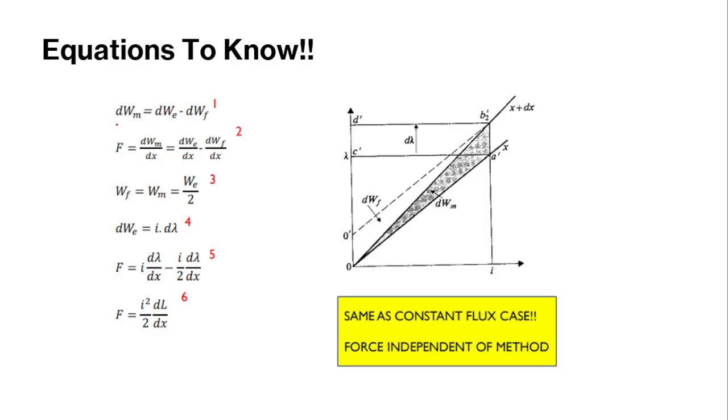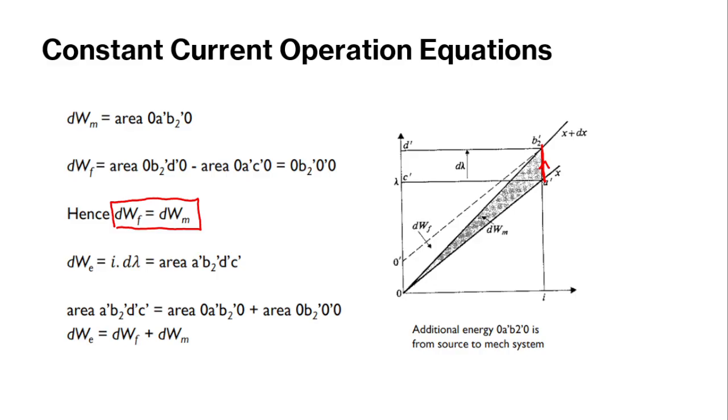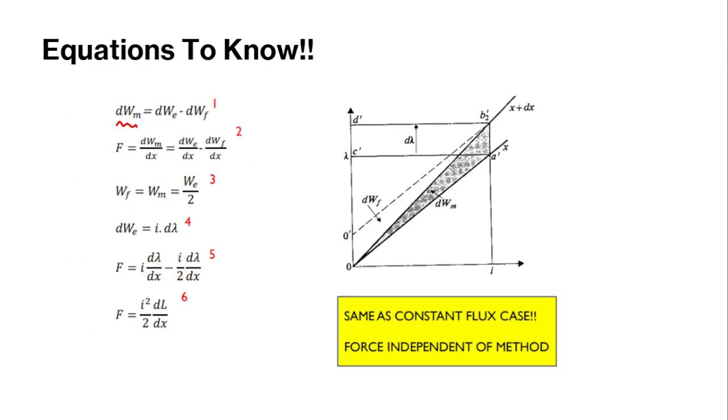The only difference with constant current is that for constant flux, dWe was zero. So for constant flux, dWm equals minus dWf. But now dWe is not zero, it's actually a value. Using the whole equation, you still substitute the formula for dWm like before. But now when you put it into the force equation, dWm on dx, you basically have a long expression, which is here. You don't need to know the proof.